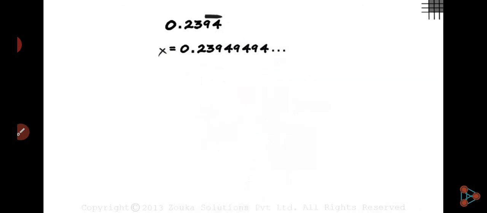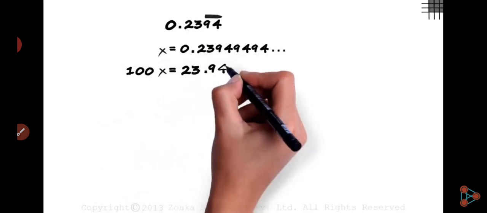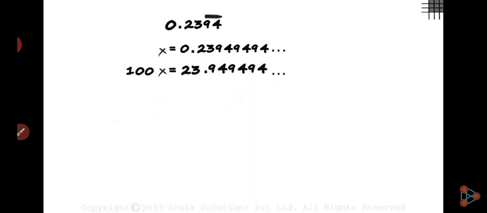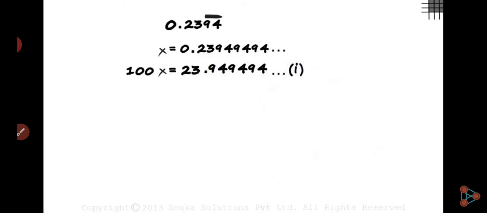Let's take x = 0.23949494. That is your equation number 1. Understand? It's your equation number 1, but it's a mixed terminating decimal. So first we multiply by 100. So 100x is equal to 23.949494. Understand? But here 94 are repeating. This is your equation number 1.